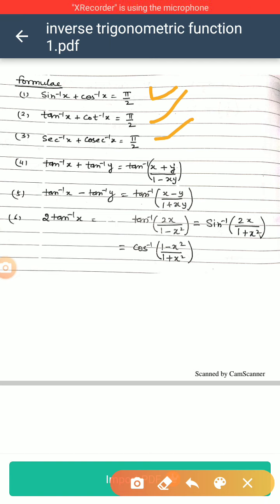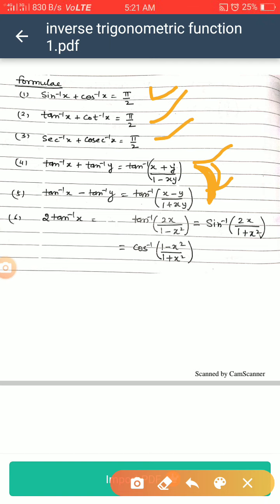Tan inverse x plus tan inverse y is equal to tan inverse of x plus y upon 1 minus xy. Then tan inverse x minus tan inverse y is similar to tan inverse of x minus y. In these formulae, both formulas are the same. You can check only the sign of plus or minus.